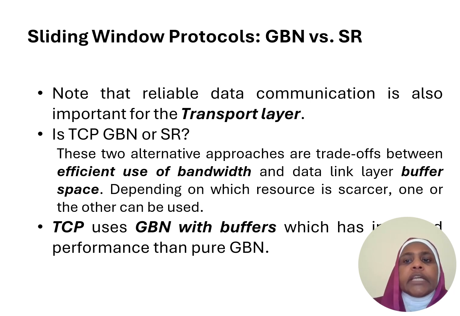Note that reliable data communication is also a requirement for the transport layer. So, will TCP use go-back-N or selective repeat? Actually, TCP uses go-back-N with buffers to improve the performance of pure go-back-N.